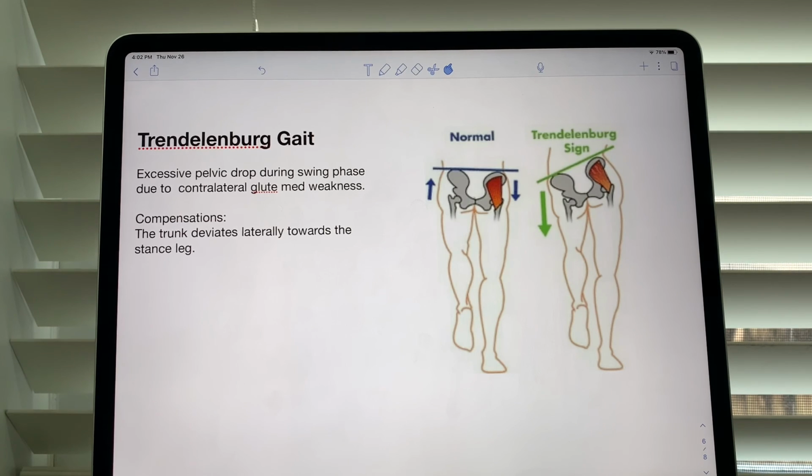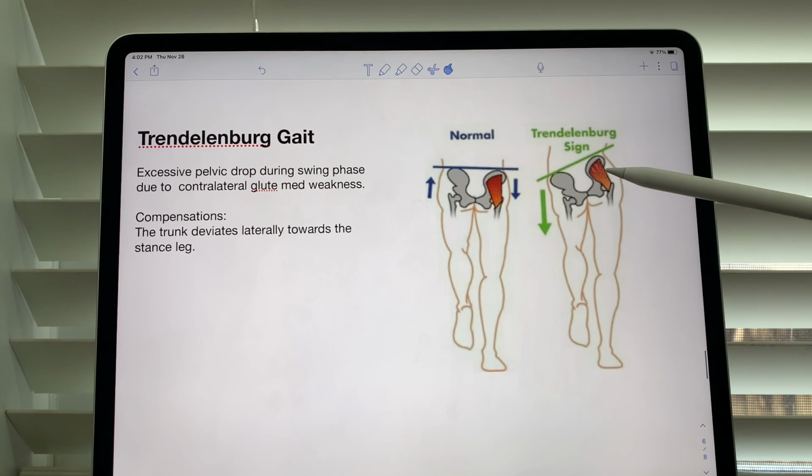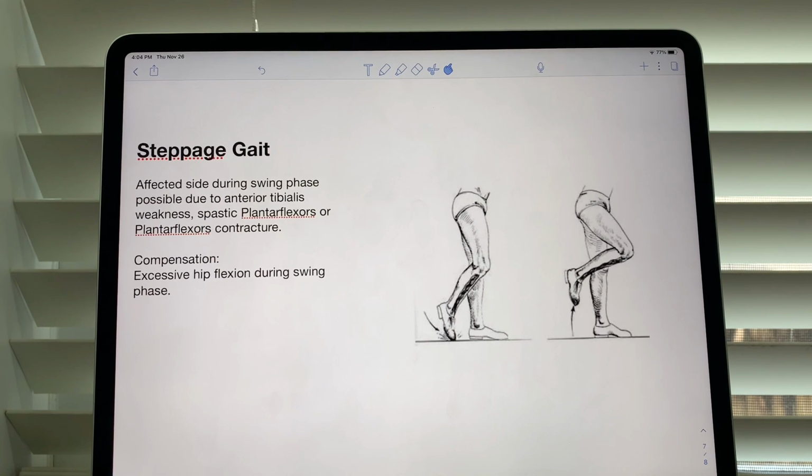The Trendelenburg gait is an excessive pelvic drop during the swing phase due to contralateral glute med weakness. The trunk deviates laterally towards the stance phase as a compensation. Steppage gait on the affected side during swing phase is possibly due to anterior tibialis weakness, spastic plantar flexors, or plantar flexor contracture. An excessive hip flexion during swing phase could be a compensation.